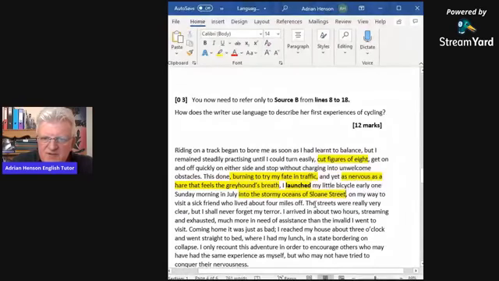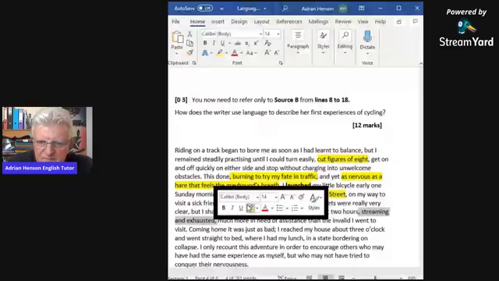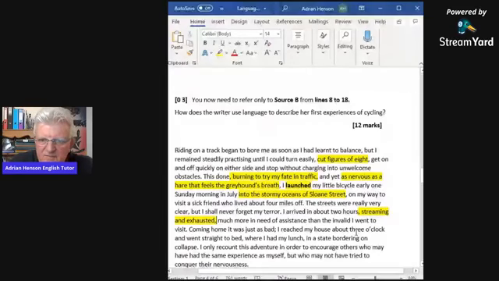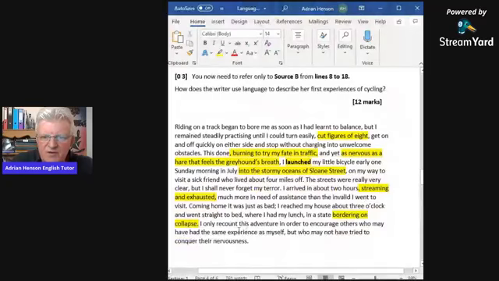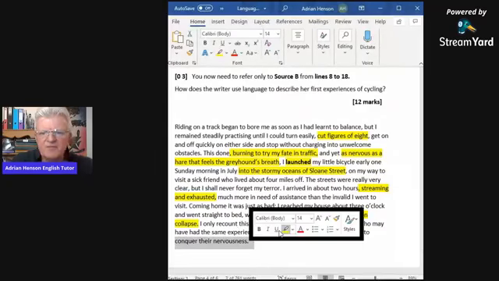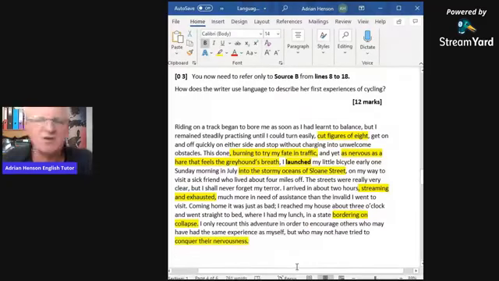And then it continues on. "I arrived in about 2 hours, streaming and exhausted" could be something we could highlight, and then "went straight to bed, where I had lunch in a state bordering on collapse." So I'm quickly highlighting things that could be very descriptive and conquer the nervousness. So there's lots of things in the extract straight away that we could write about.